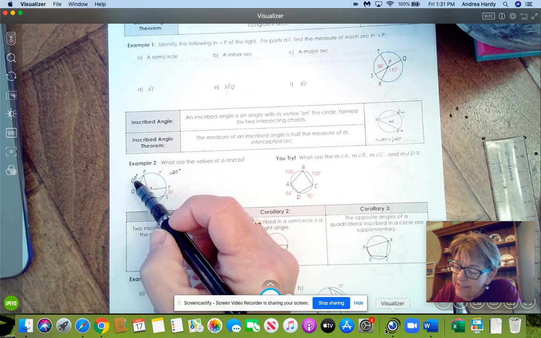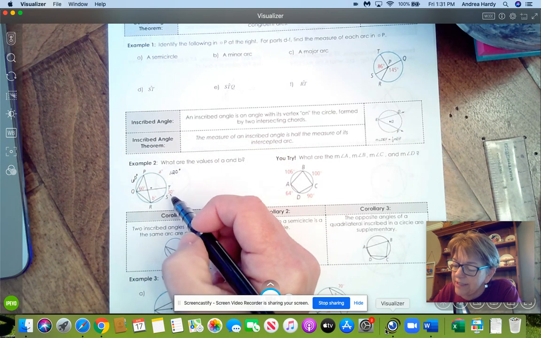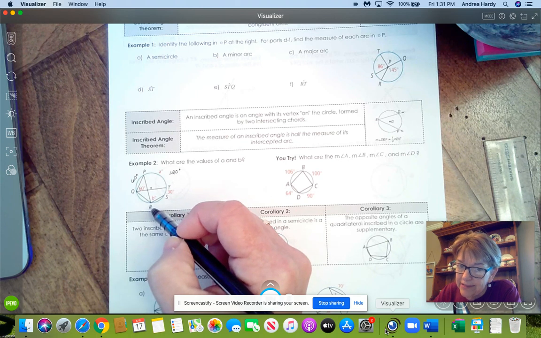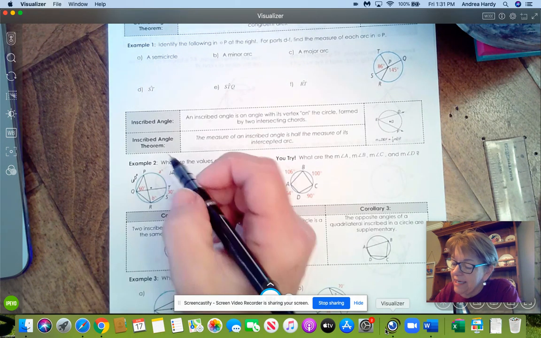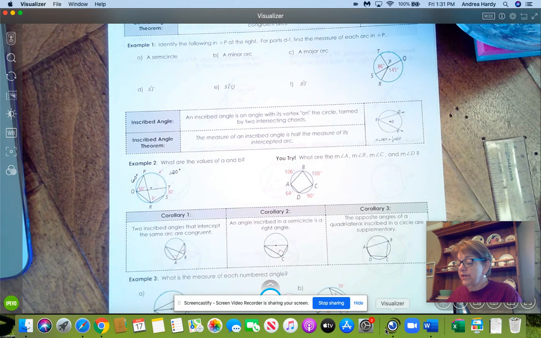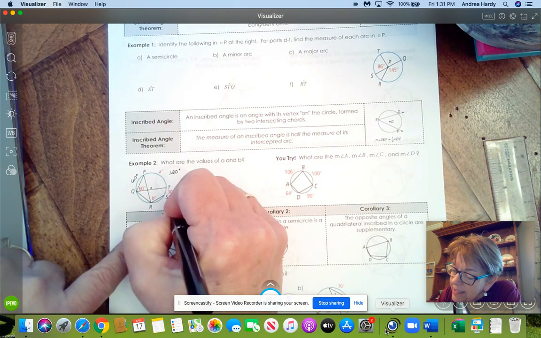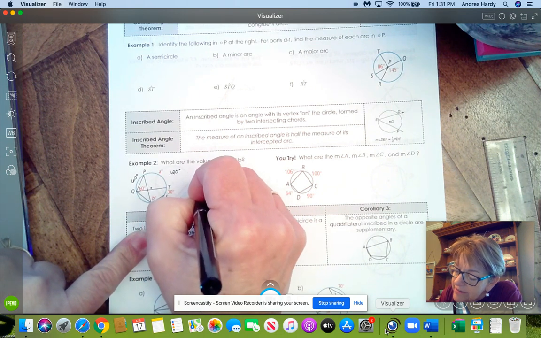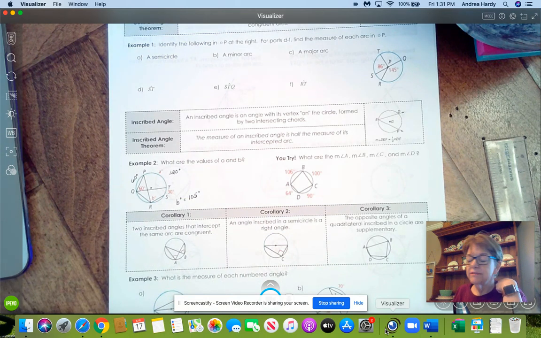So if this is 60 degrees, this is 120 degrees, this is 30 degrees, I know that this one right here is going to be half of all that. So 180 and 30 degrees is going to be 210, and half of 210, whoops, this right here, B, is going to be 105 degrees. Okay? So B is going to be 105 degrees.